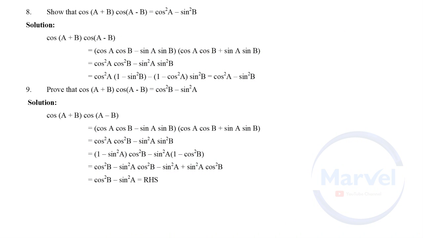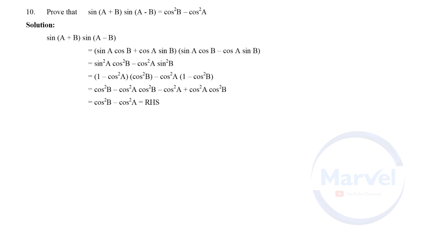Next, cos a plus b into cos a minus b. Actually, this is similar to the formula we just proved. That formula is only in terms of sine, but here it is only in terms of cos. What is the angle's order? Order is reverse. If you want only in terms of sine, the order is the same. If you want only in terms of cos, it is reverse order.